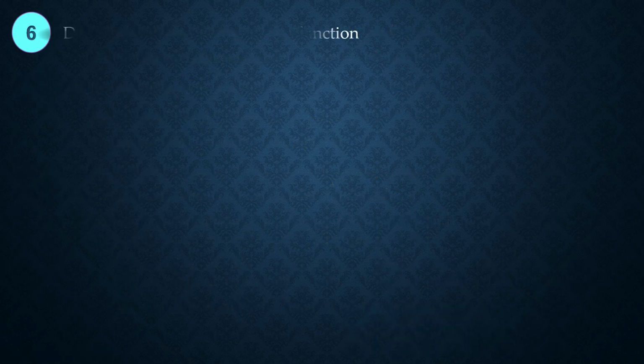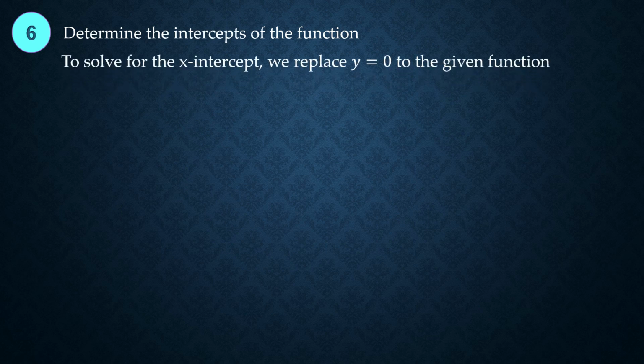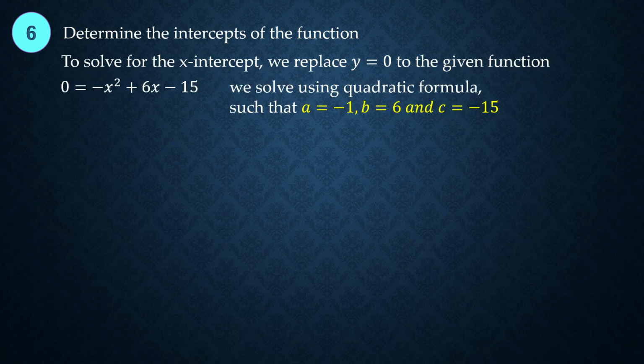Next to solve is the x and y intercept. To solve for the x-intercept, we replace y by 0 in the given function. The given function is y is equal to negative x squared plus 6x minus 15. Replace y with 0. Since the value of the first term is negative, this can be solved using the quadratic formula, such that a is negative 1, b is positive 6, and c is negative 15.